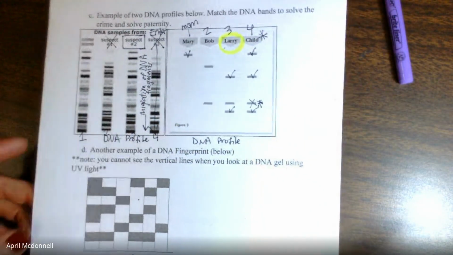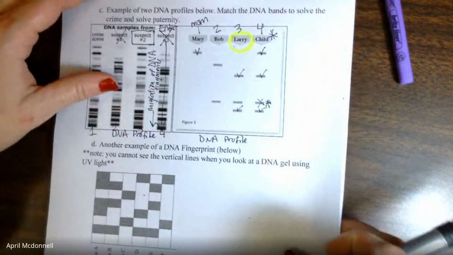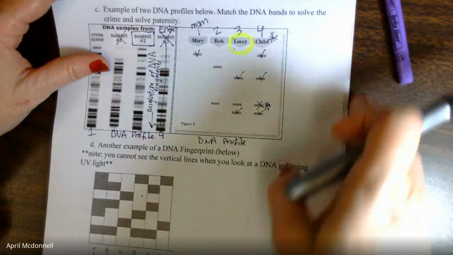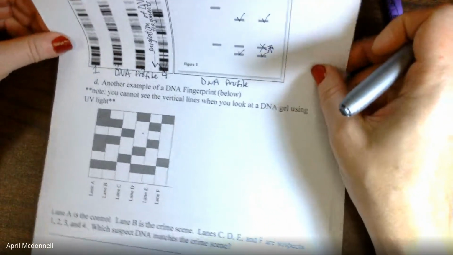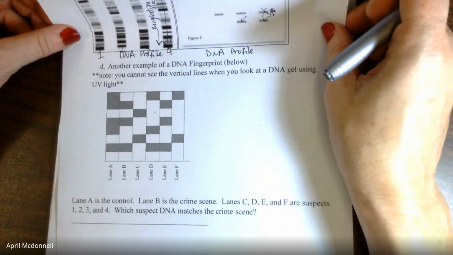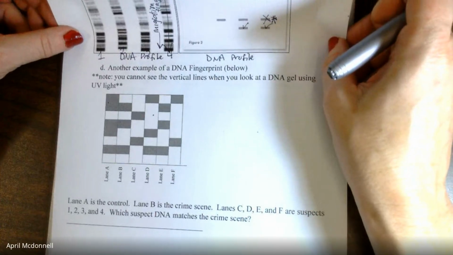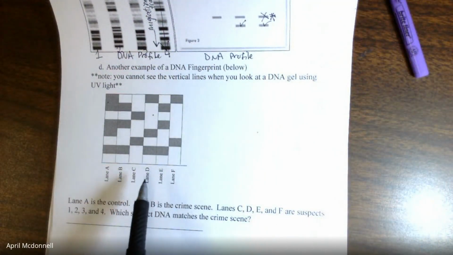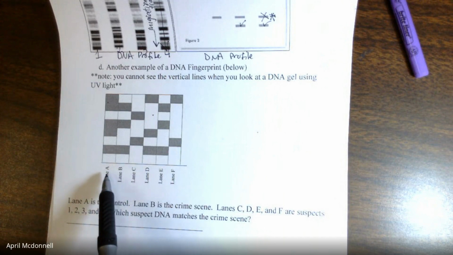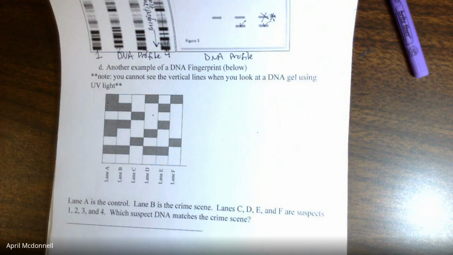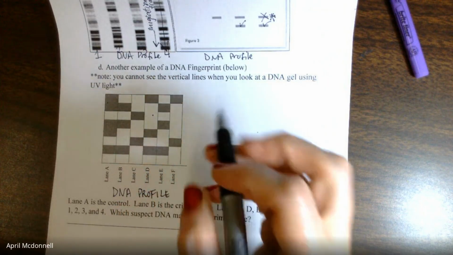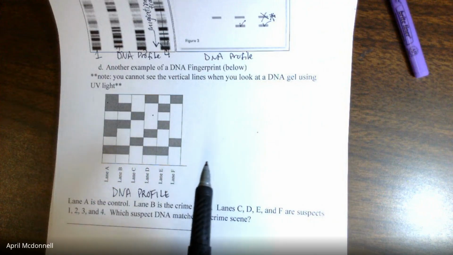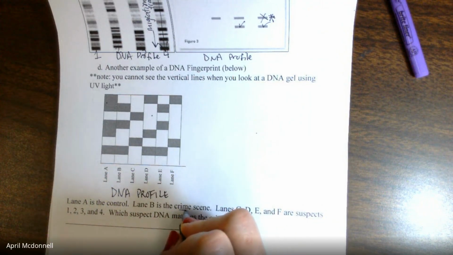Let's look at another example of a DNA fingerprint below. Okay, so in our next example, we have 1, 2, 3, 4, 5, 6 lanes in our DNA profile. So here's our DNA profile. And in this specific example, we are trying to solve a crime. So this is a crime scene.